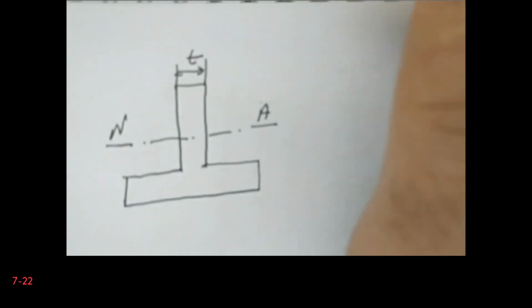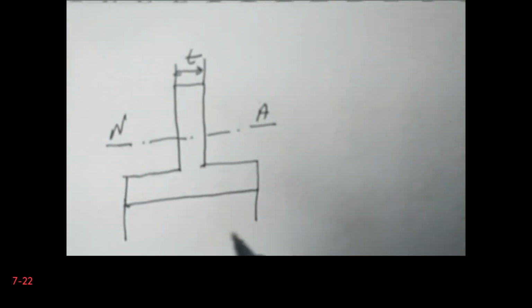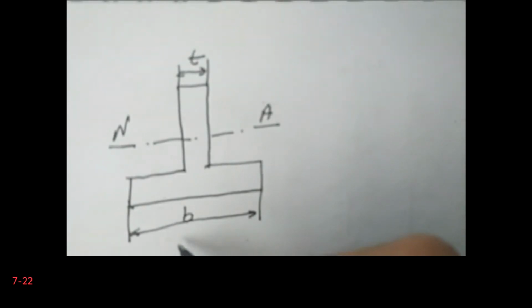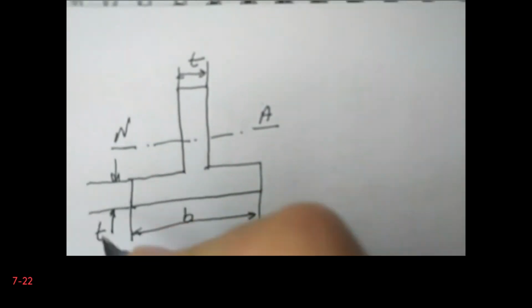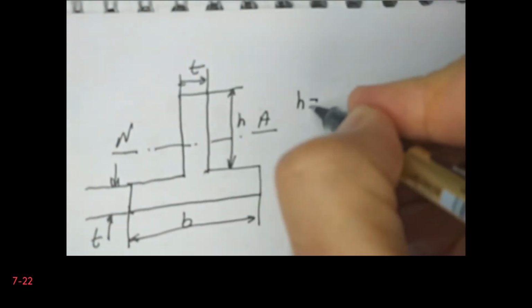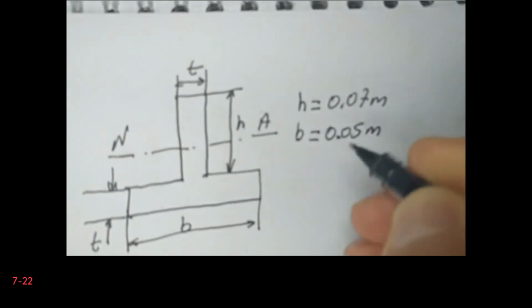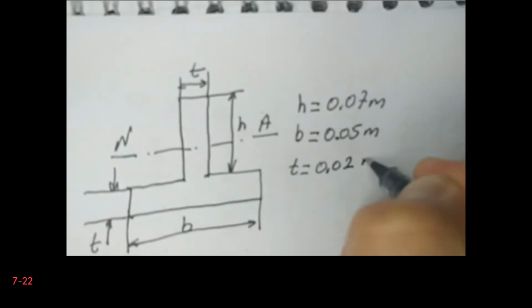and I have the width of the flange b, thickness of the flange is also t, and I have the height of the web, and I will say that it is h. So h is given as 0.07 meters, b is given as 0.05 meters, and t is given as 2 centimeters, 0.02 meters. Okay, so these are my dimensions.